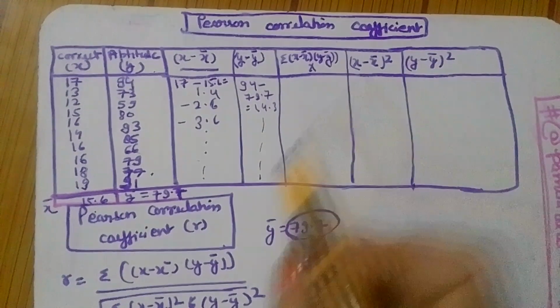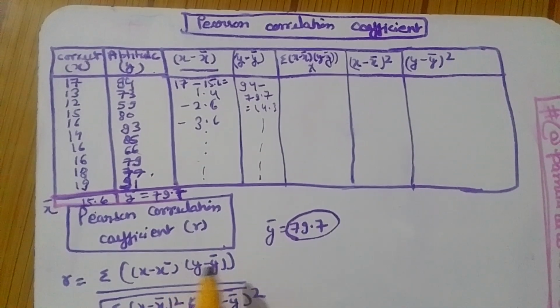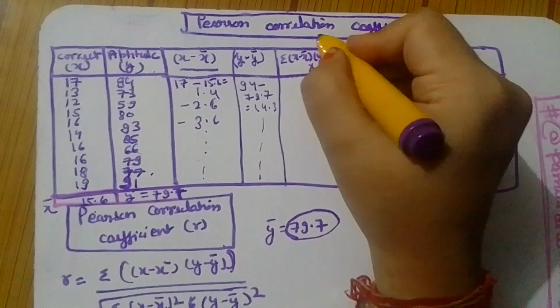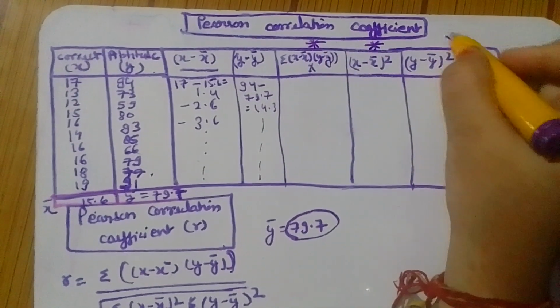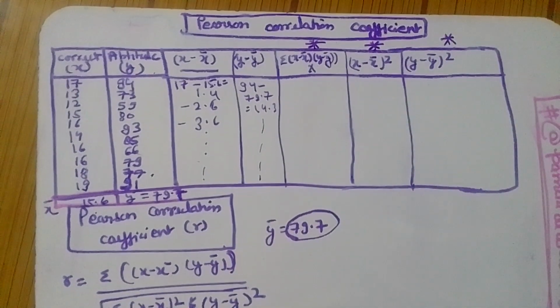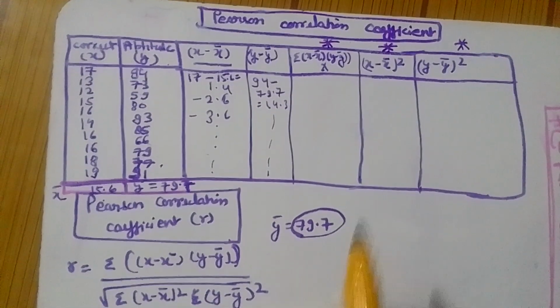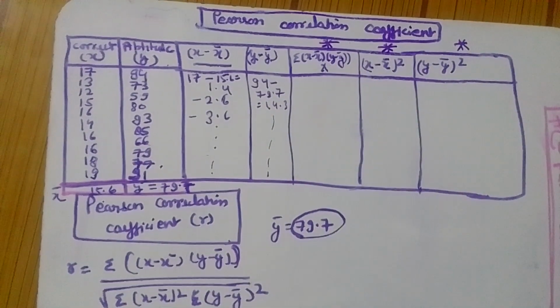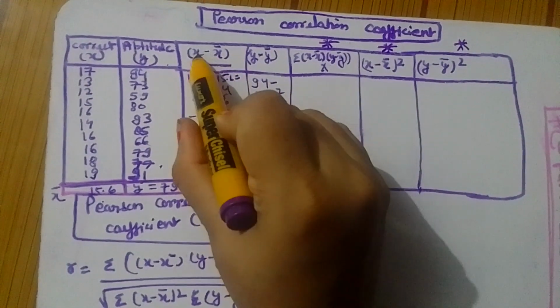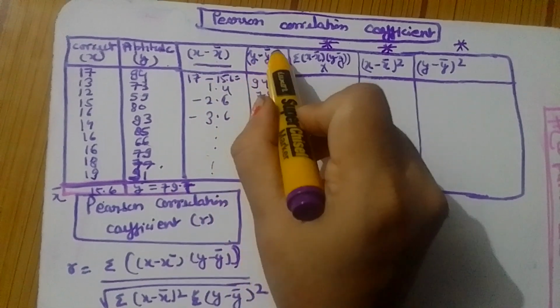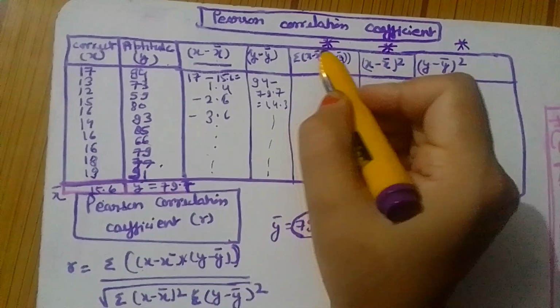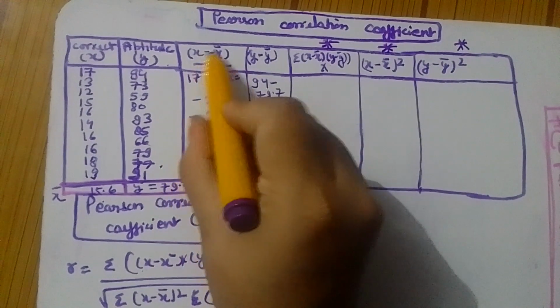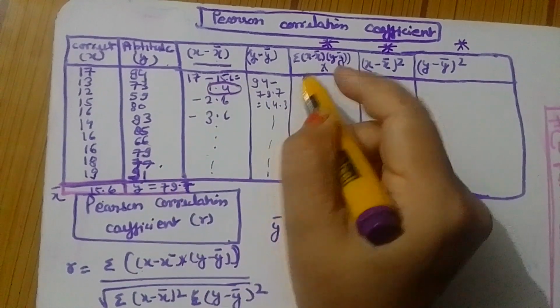Our main focus would be the formula. In the formula, these last three are very important because they are directly applied in the formula here. So what we will do here is X minus X bar multiplied by Y minus Y bar. This is the same thing, X minus X bar multiplied by Y minus Y bar. So how much is X minus X bar? It is 1.4.